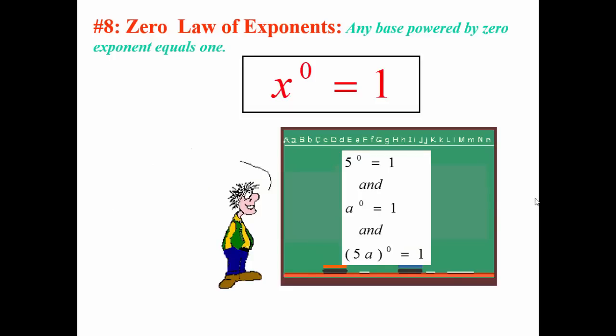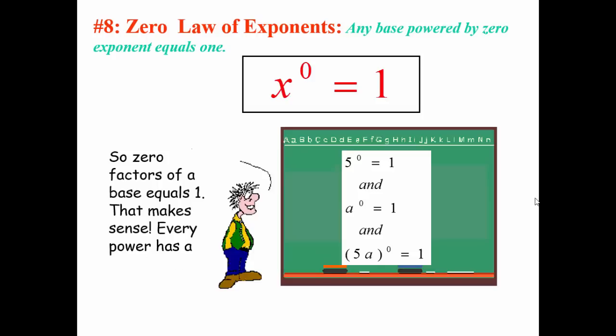Sorry, I said that backwards. So 5 raised to 0 equals 1. A raised to 0 equals 1. 5 times a raised to 0 equals 1. 0 factors of a base equal 1. Every power has a coefficient of 1.